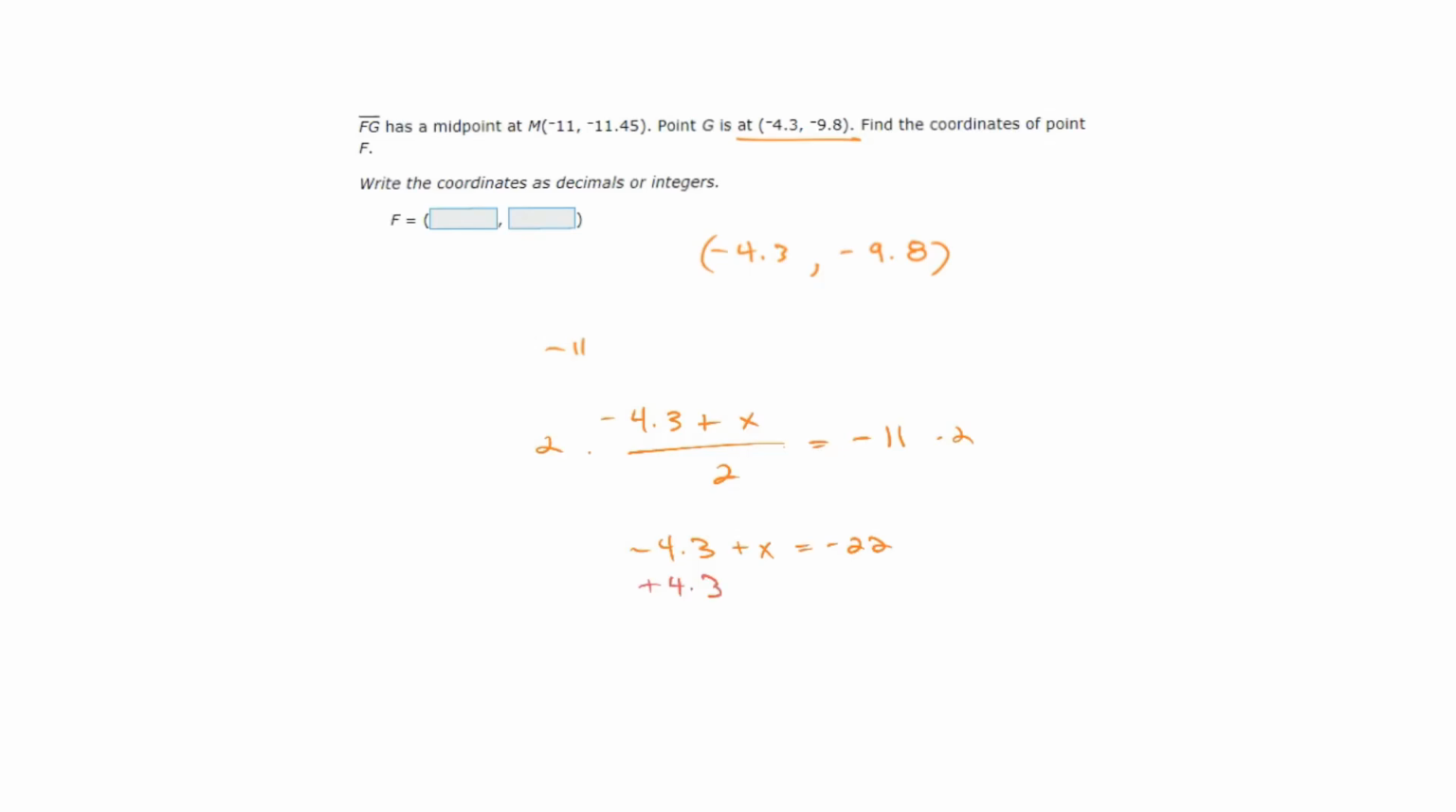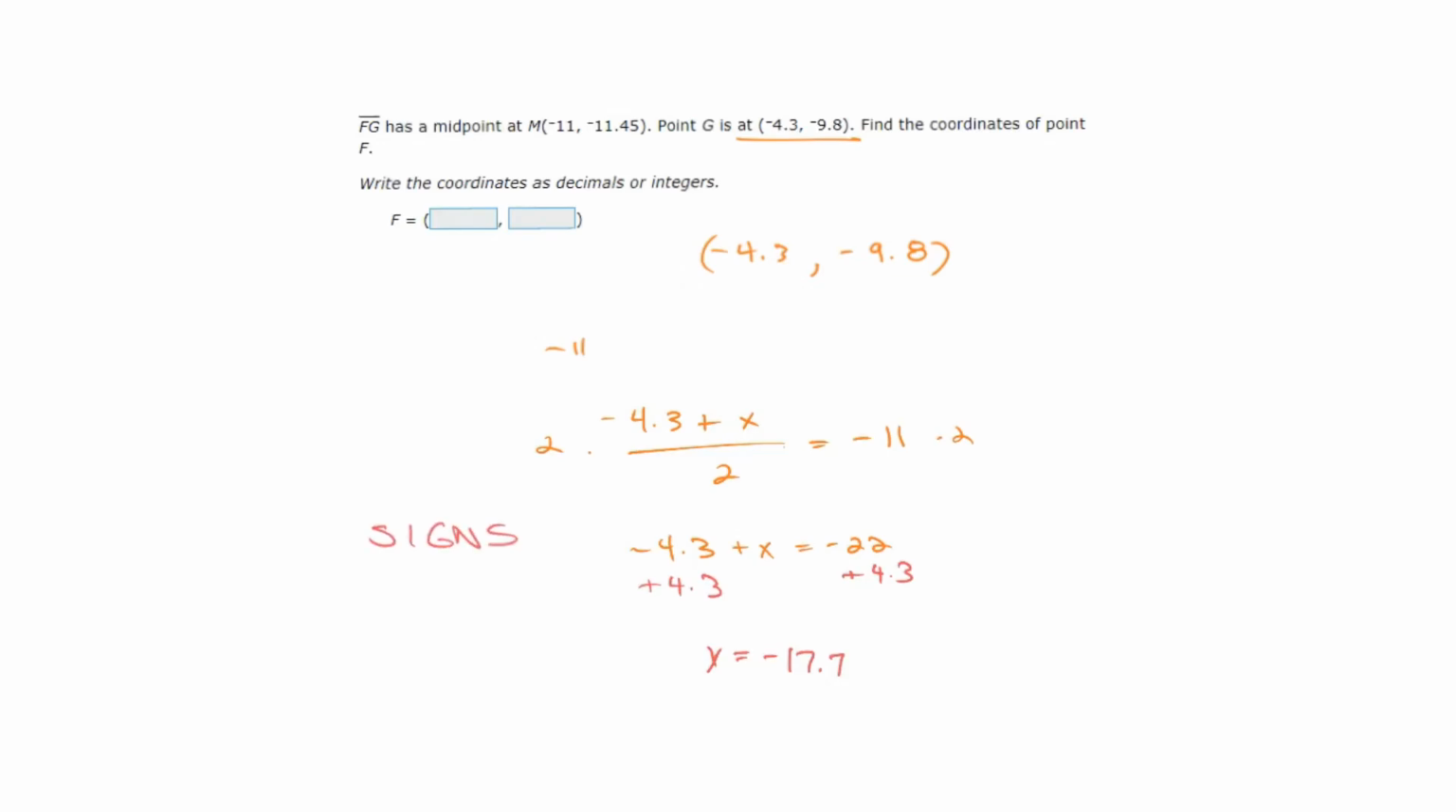This is where the signs start to come into play. You have to be careful. You have to pay attention. Negative 22 plus 4.3. And then we get x is equal to negative 17.7. Check your signs. Signs are big here.